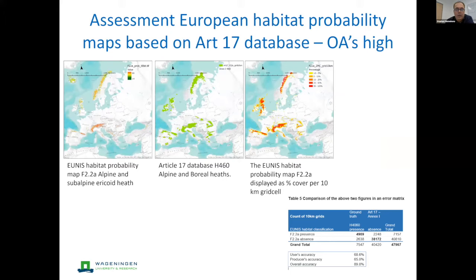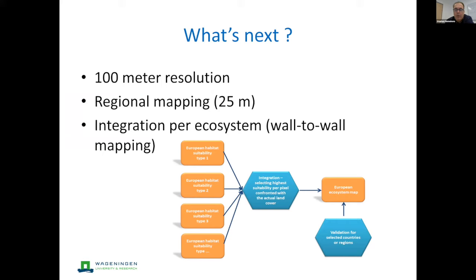Just a quick slide to show you that we did also assessments of our European habitat probability maps based on the Article 17 database. And you see that overall the accuracy is very high, but at the same time, it doesn't say too much to me because there's a very strong agreement on where, for which 10 kilometer grids, the habitats are absent. But anyway, it's one approach of assessing those kind of maps.